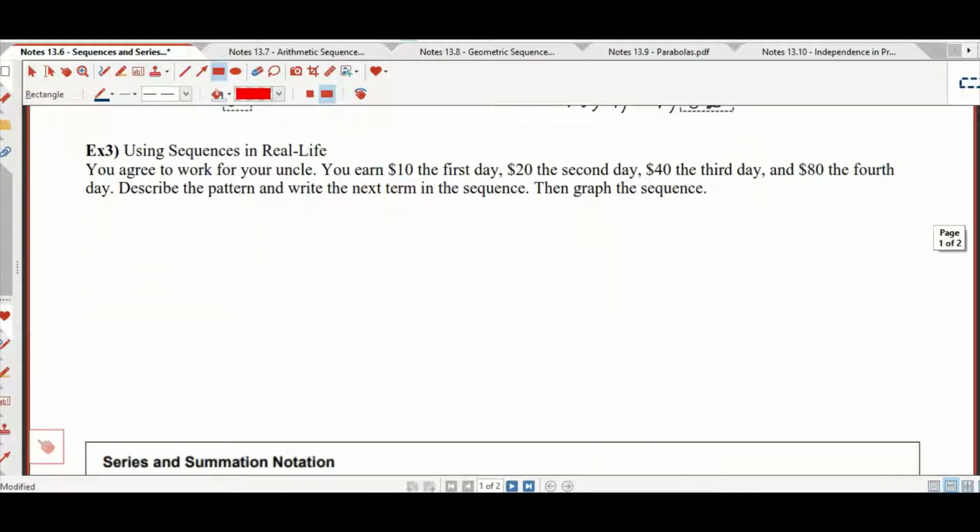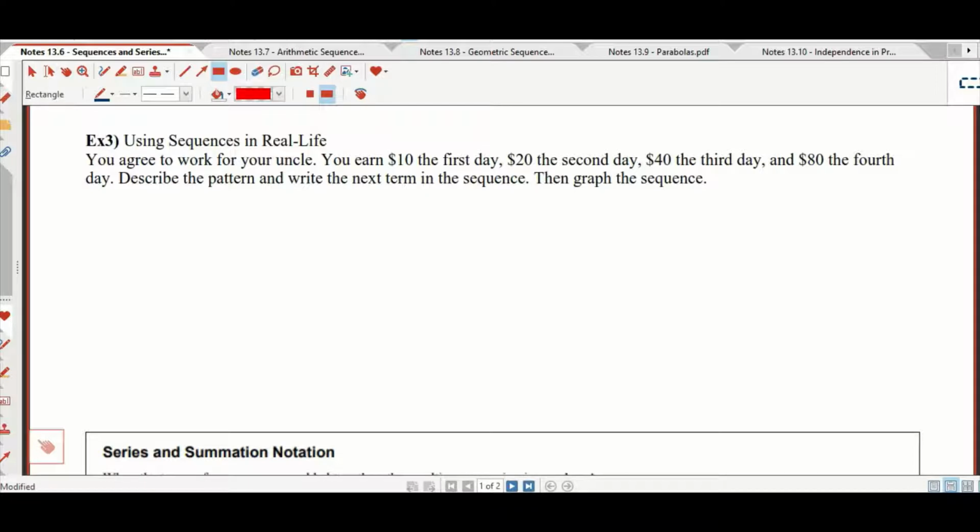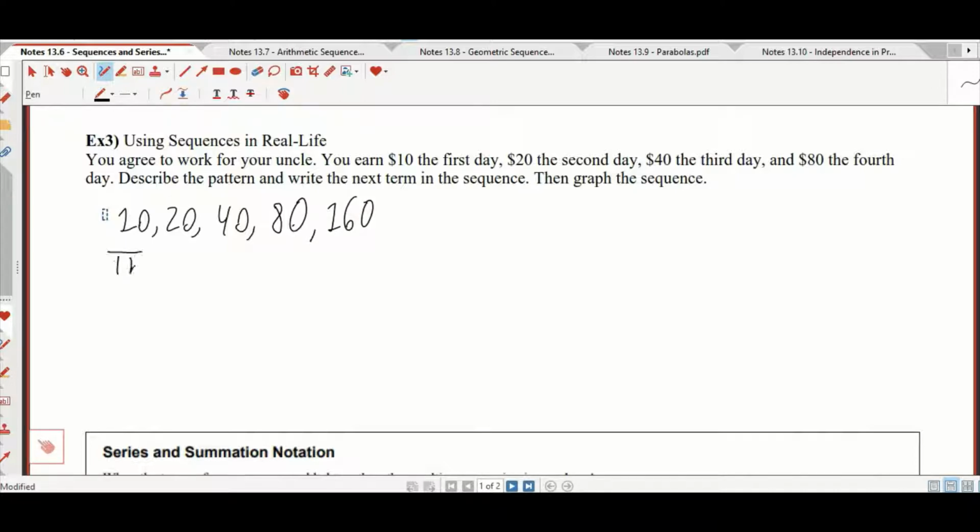You agree to work for your uncle. You earn $10 the first day, $20 the second day, $40 the third day, and $80 the fourth day. That's pretty good. So describe the pattern and write the next term in the sequence. So the pattern, it goes 10, and 10 times 2 is 20. 20 times 2 is 40. 40 times 2 is 80. And 80 times 2 would be 160. So the amount earned each day doubles the previous day.